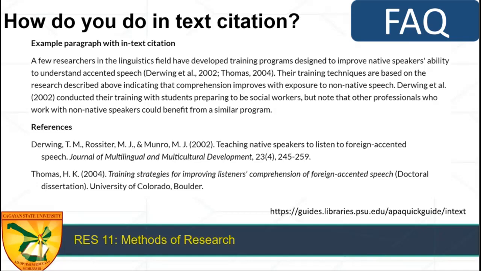APA in-text citation style uses the author's last name and the year of publication. For example, here, Derwing et al. is with other authors and the year it was published. And here, Thomas is the last name of the author. He's a sole author, so mag-isa lang siya, and the year his paper was submitted or published.